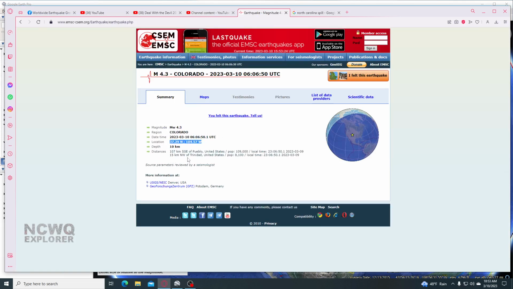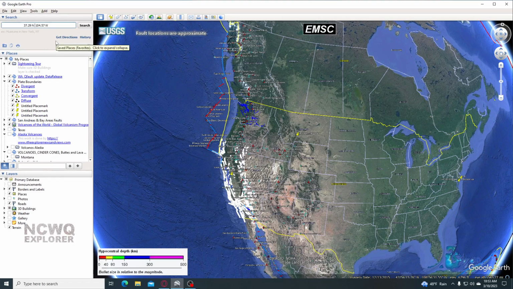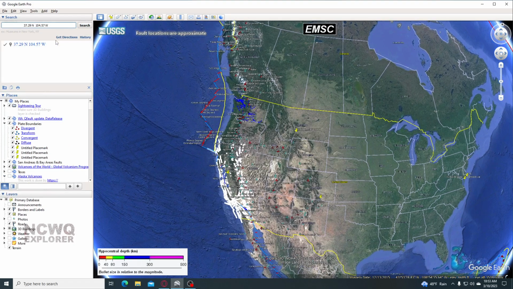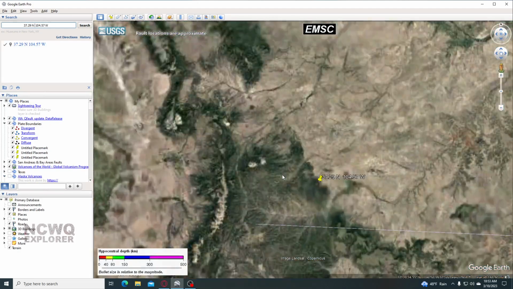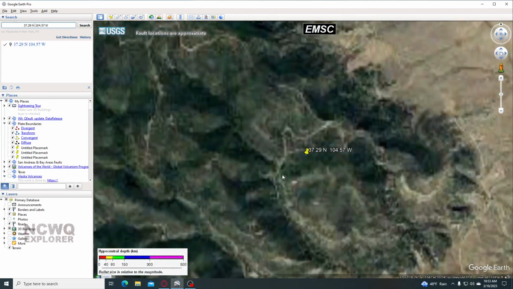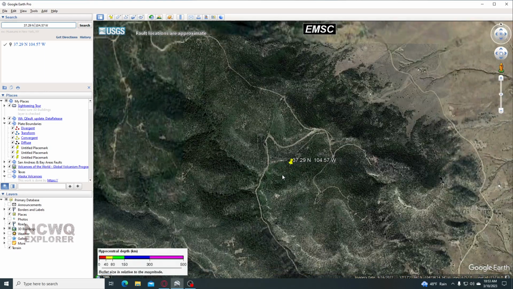Now, this earthquake is 15 kilometers northwest of Trinidad, United States, population 8,100. So we're going to put this into Google Earth, and I have not looked up the locations yet. I'm going to try to do as many as possible. So, this is Colorado down here. And we can see that this is the area where this earthquake has happened.